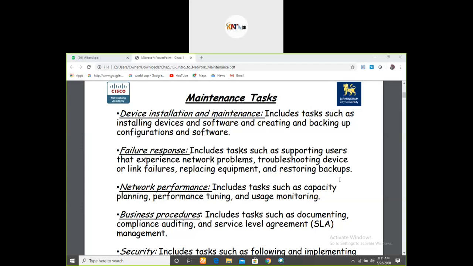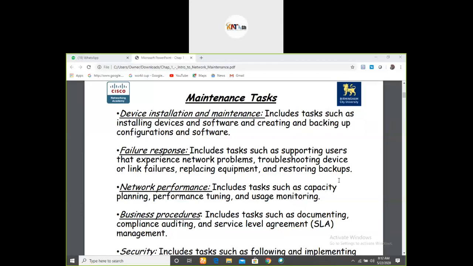Now, failure response. This is a task that must be undertaken to support users that experience network problems, troubleshooting device or link failures, replacing equipment, and restoring backups. So if you want to maintain your network and you don't support the users of the network, you have failed. If you don't troubleshoot devices and link failures, your network will always be down, and what you seek to provide will not reach the needed audience. That means you have failed. You need to replace equipment and restore backups. Some of the equipment can be defective, some of them have issues, and therefore you need to change them. And then it's also imperative to restore backups.